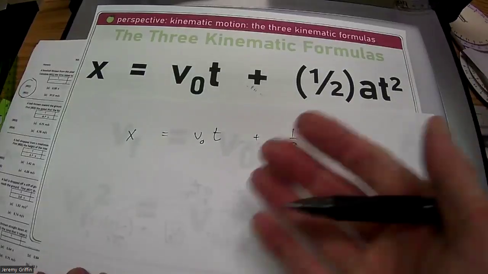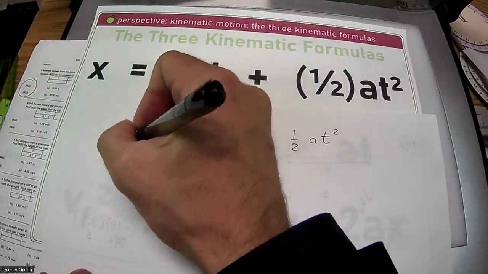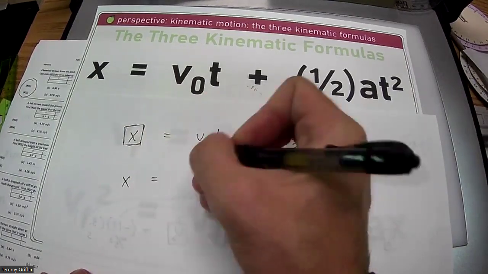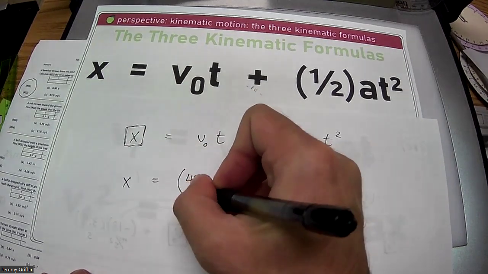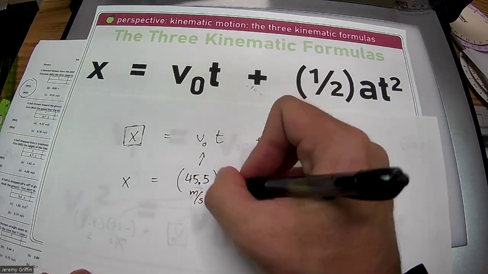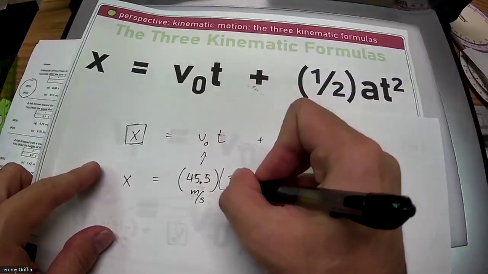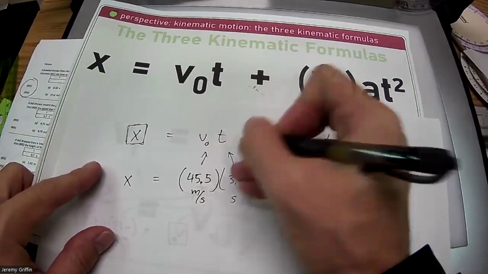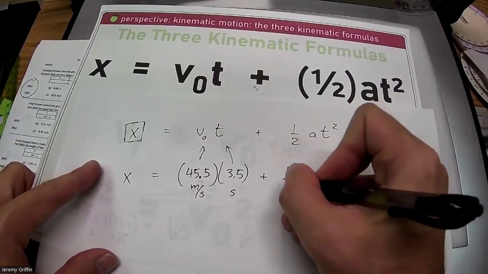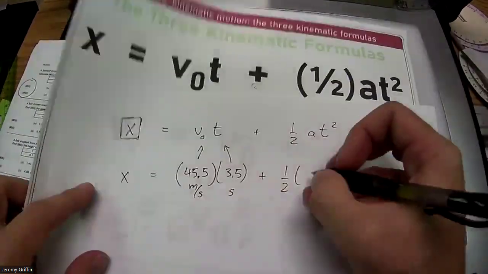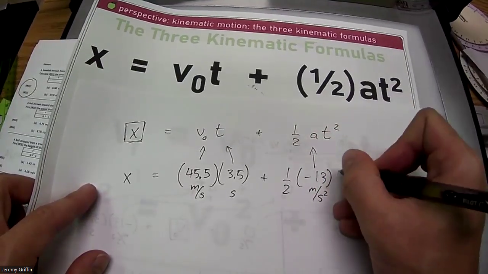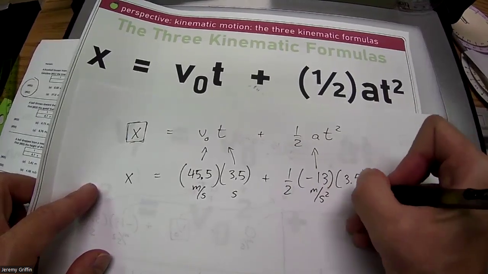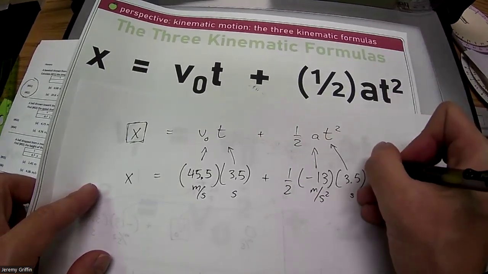All we have to do is plug in. This is already set up to solve what we're looking for. So how far the car goes is, I just found this was 45.5 meters per second. The braking time was a given value, so that was 3.5 seconds on my paper, something probably different on yours. Plus 1/2. Don't forget that acceleration was negative. That's important, that you have that negative sign. Of course, that's meters per second squared. And then the braking time again, 3.5 seconds. And don't forget the squared.